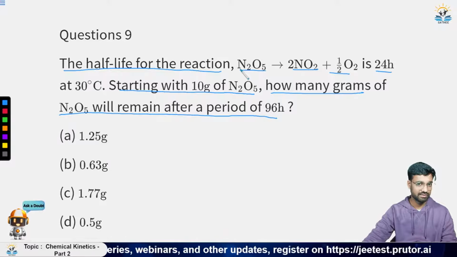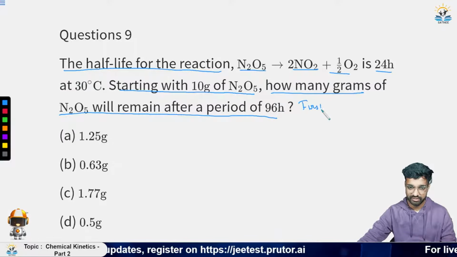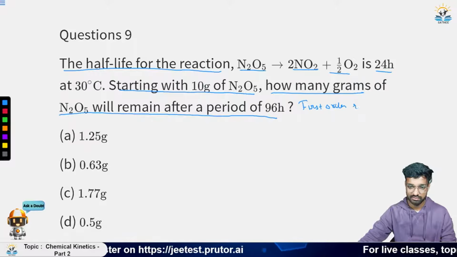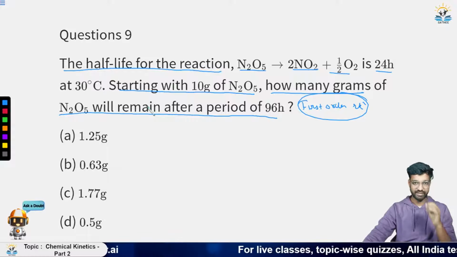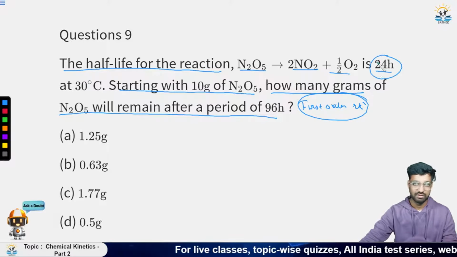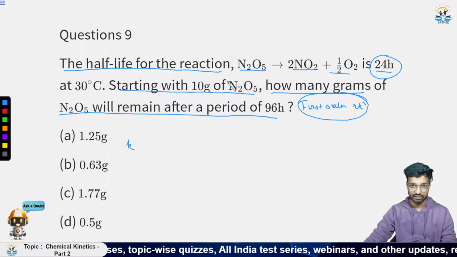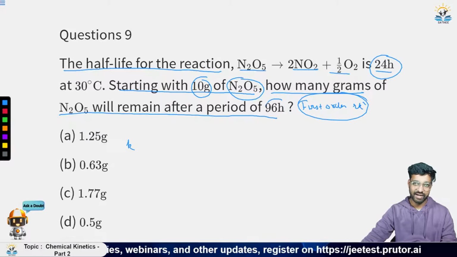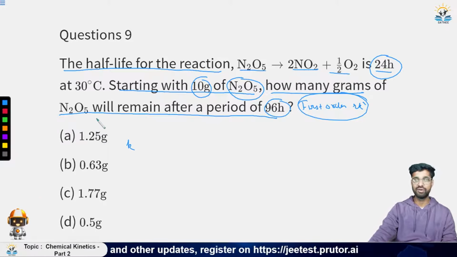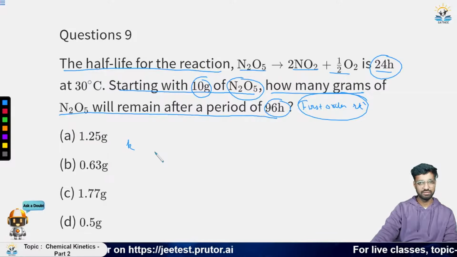Okay, the information that is missing is that, so I should mention it here. It is a first order reaction. Do not get confused. It is a first order reaction. We have this value of half life. You can find the value of k. Now it is said that initially it is starting with 10 gram of N2O5, and after 96 hours how many grams of N2O5 will be left. Okay, so you will do it by yourself.